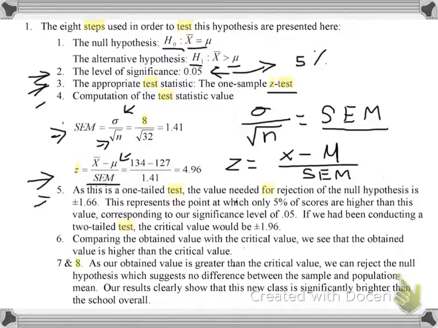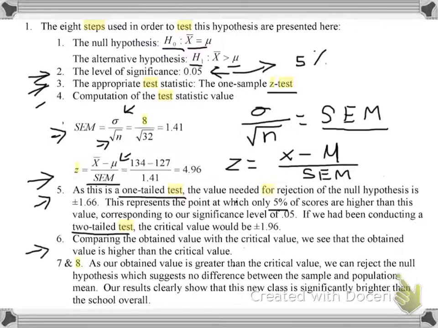In step number 5, we will determine the value needed for the rejection of the null hypothesis. We're going to be using 5%, and we will also be making sure that this is a one-tailed test. We're only going to be looking at the right side of the bell curve. If we were looking at a two-tailed test, that would give us a different critical value.